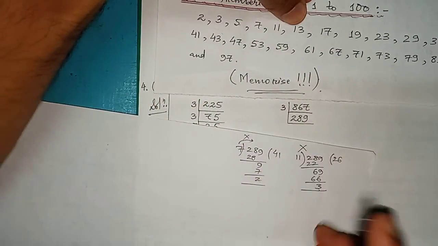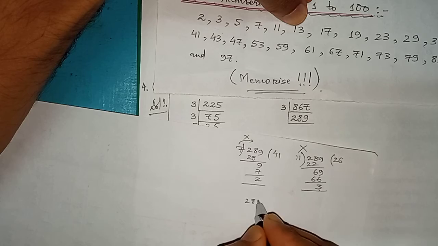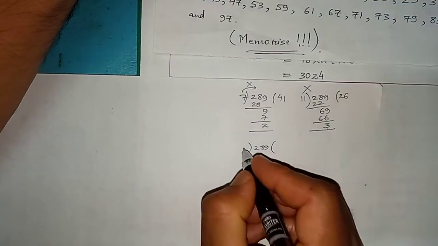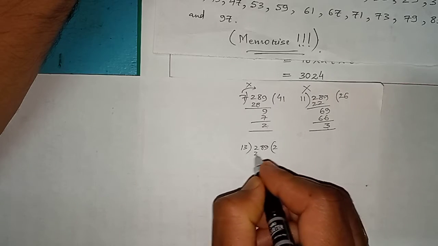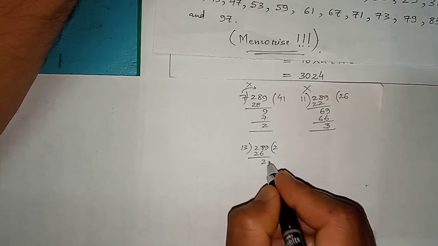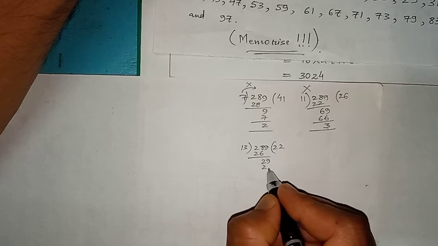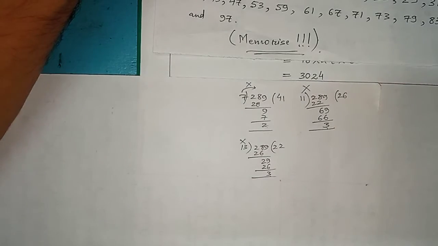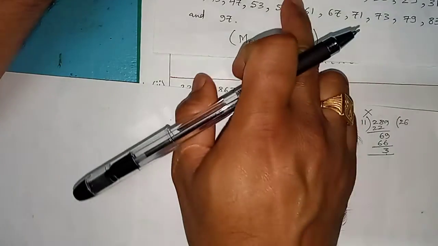In this way, now we'll try to divide 289 by the next prime number, which is 13. 13 2s are 26. Again, the remainder is not 0. That means 13 is also not a factor.